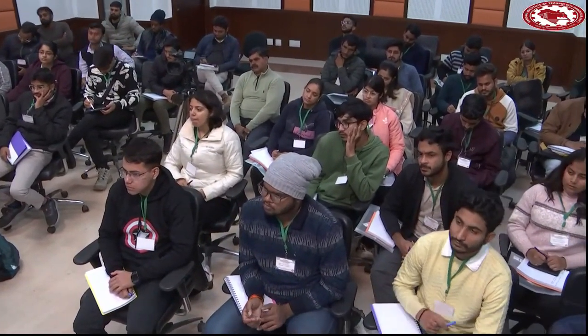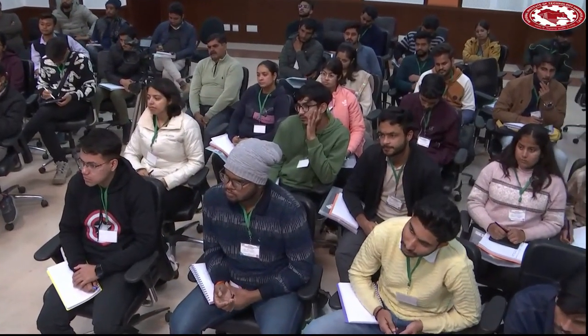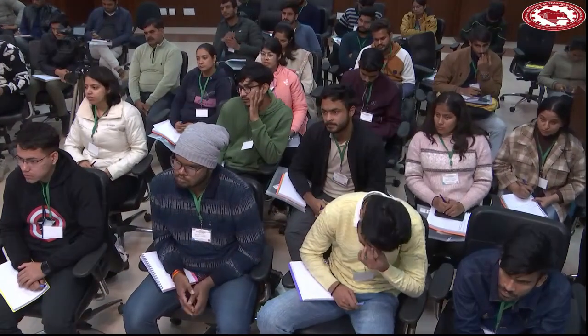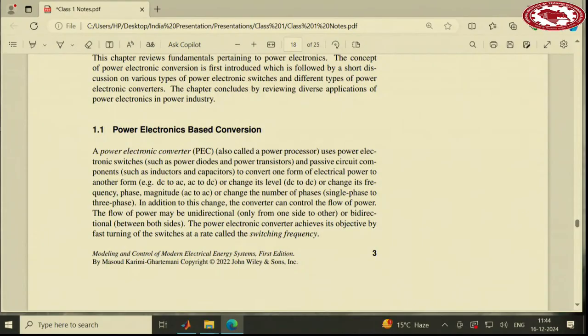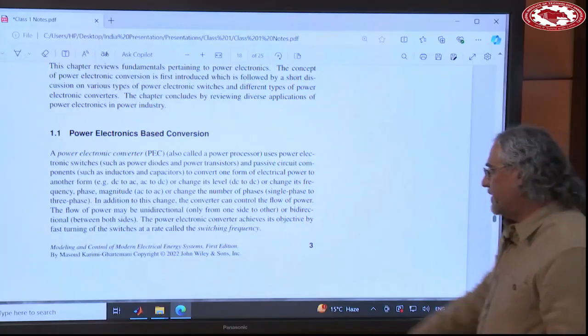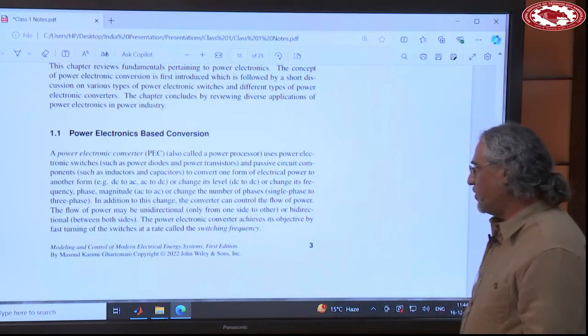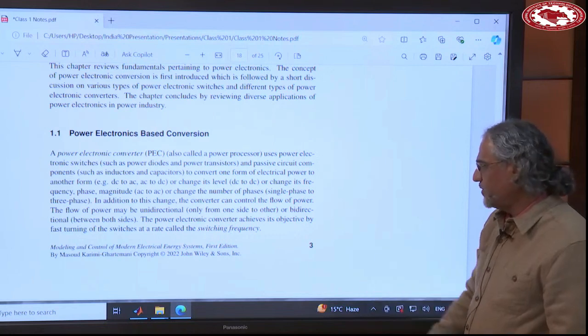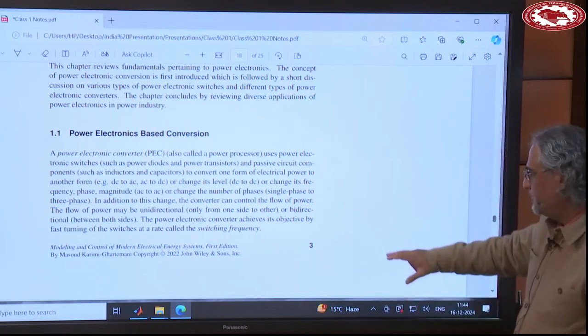When we say one form to another form, you can say DC to AC, AC to DC, or even DC to DC from one level to another level, or changing the frequency, phase angle, or magnitude of an AC, or changing from single phase to three phase. These are all conversions of form, right? And then the second aspect, I said, is control of the flow of power. It can be unidirectional from one side to another side, or bidirectional.